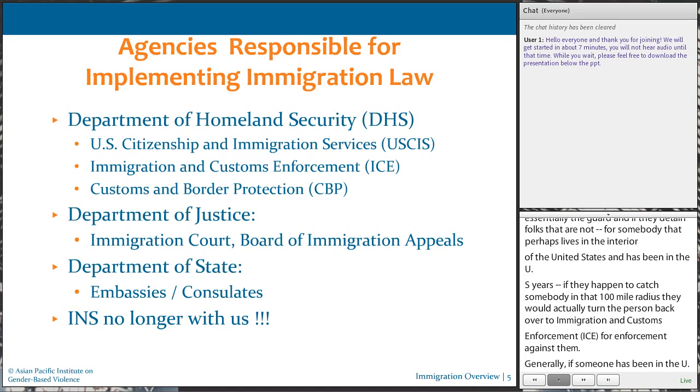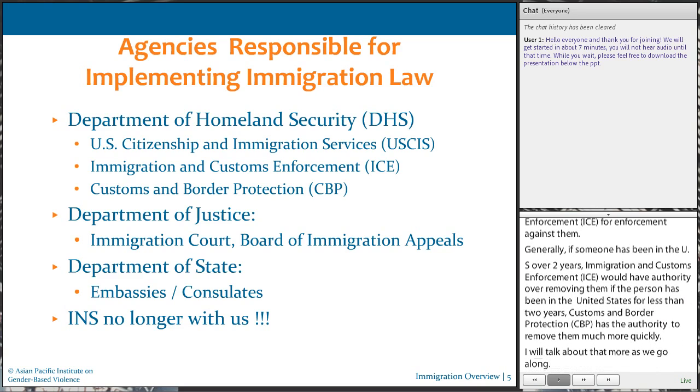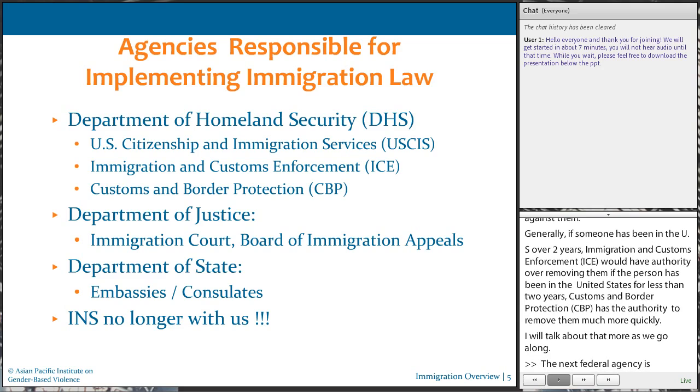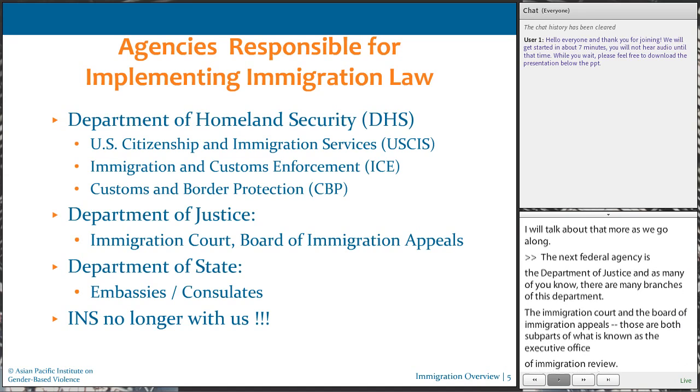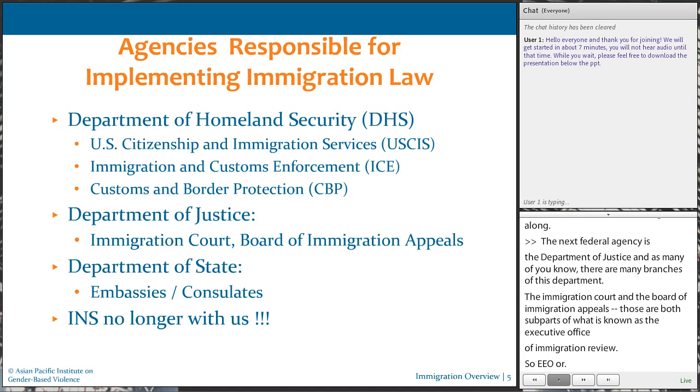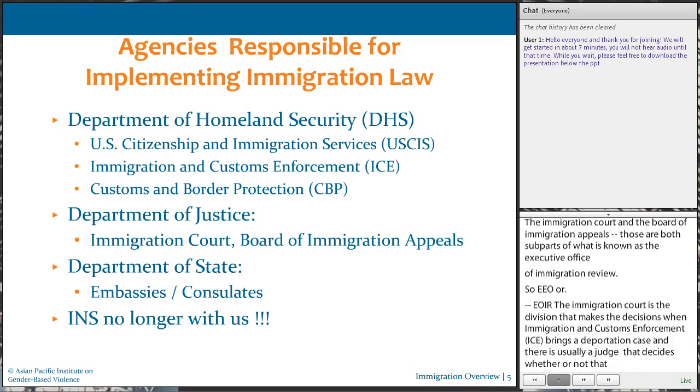The next federal agency is the Department of Justice. And as many of you know, there are many branches of the Department of Justice, but the Immigration Court and the Board of Immigration Appeals are both parts of what's known as the Executive Office of Immigration Review, or EOIR. The Immigration Court is the division that makes the decisions when ICE brings a deportation case, and there's usually a judge that decides whether or not that person is eligible and deserves to not be deported, and then depending on what they decide, the Board of Immigration Appeals is the agency that reviews those decisions.